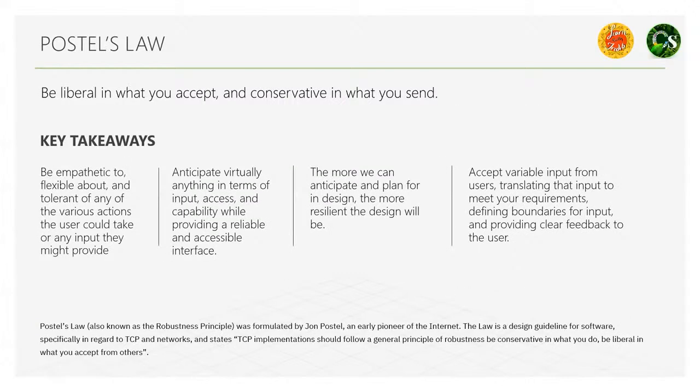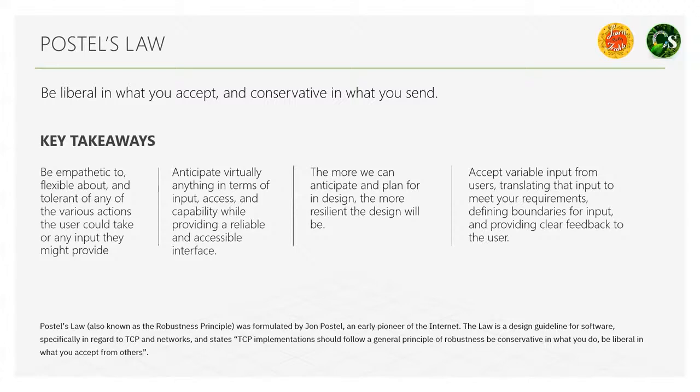Postel's law, also known as the robustness principle, was formulated by John Postel, an early pioneer of the internet. The law is a design guideline for software, specifically in regard to TCP and networks, and states that TCP implementations should follow a general principle of robustness: be conservative in what you do, be liberal in what you accept from others. So the law goes: be liberal in what you accept and conservative in what you send.